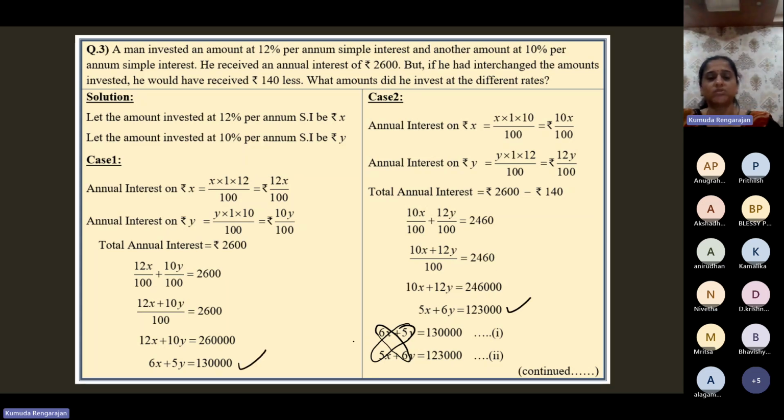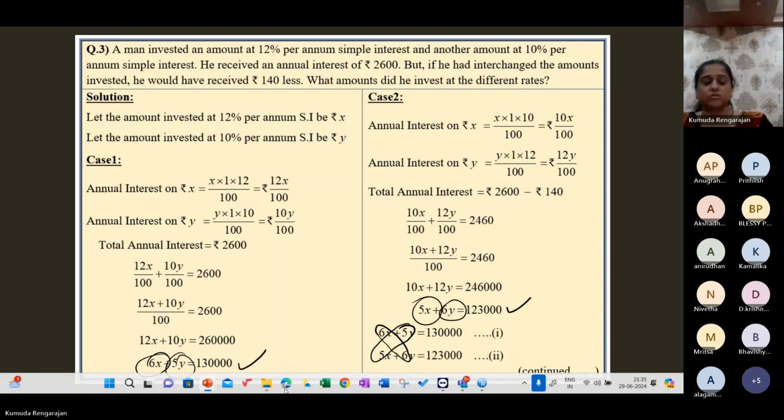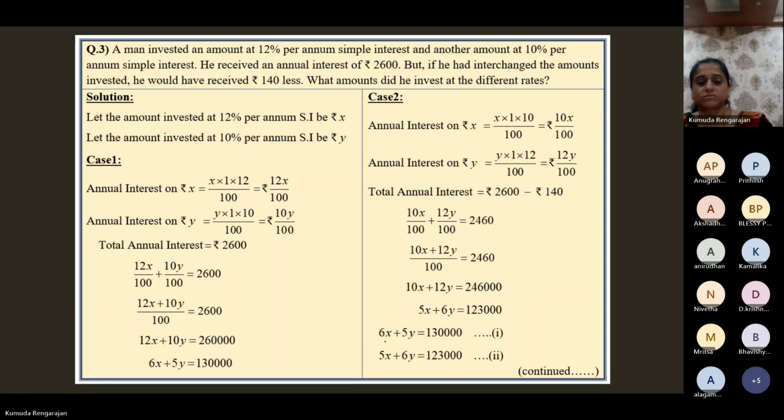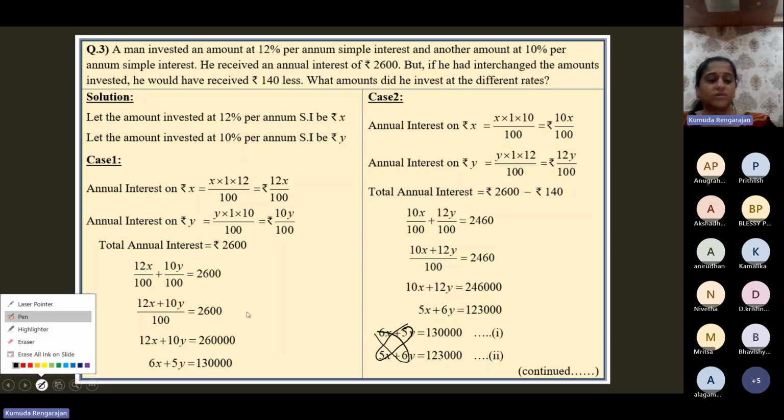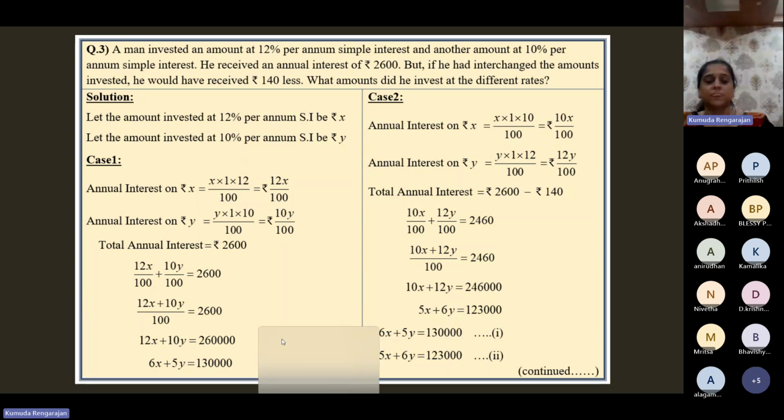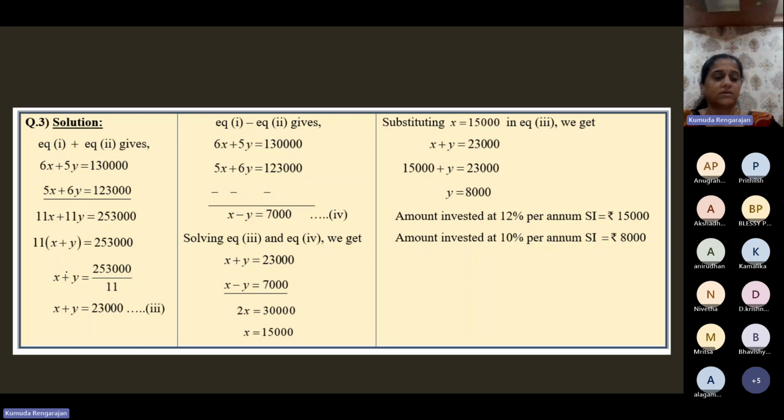And what do you observe? The coefficients are exchanged. See here 6x, 6y, 5x, 5y. So we'll solve the equations using the special method. We'll add the two equations and we'll subtract the two equations. On adding, we get this. You can take out 11 common, and then the 11 comes for division. This is the third equation. When you subtract, you get x minus y is equal to 7,000.